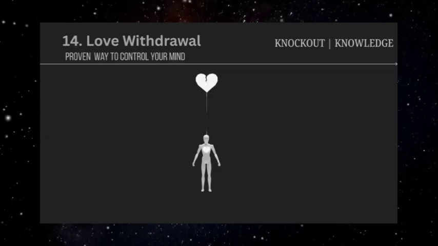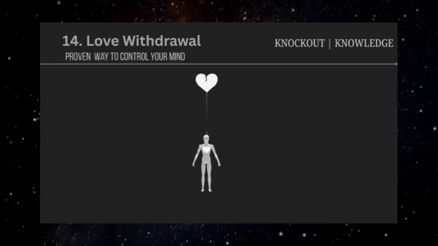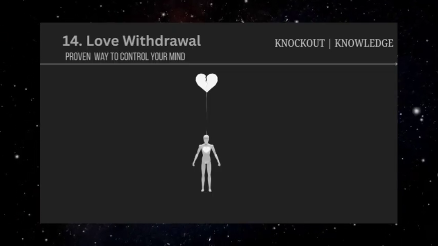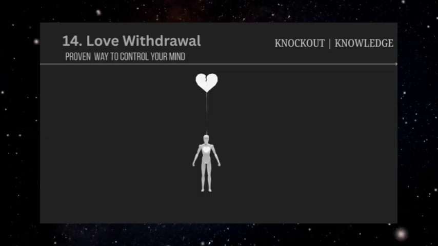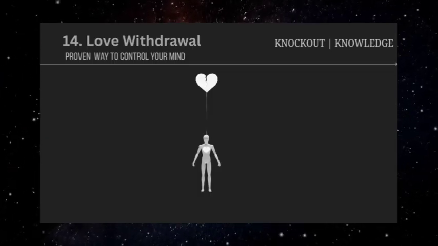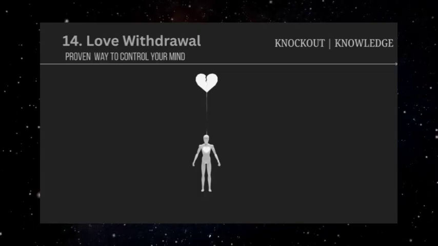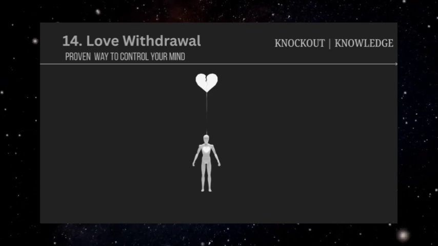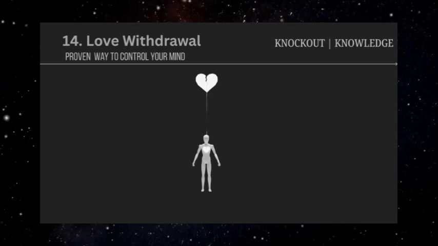What makes love withdrawal particularly cruel is its ambiguity. The person experiencing it often isn't sure what they did wrong or how to fix the situation. The withdrawing party typically refuses to discuss the issue directly, leaving the other person to guess at what caused the change and what might restore the connection. This uncertainty amplifies anxiety and makes compliance seem like the only path to resolution.